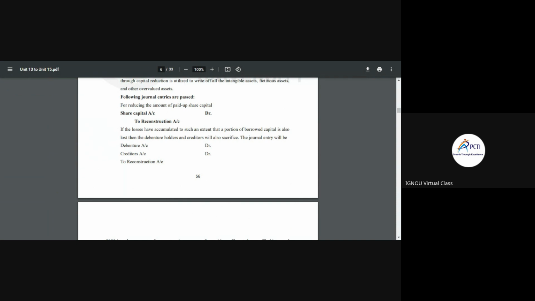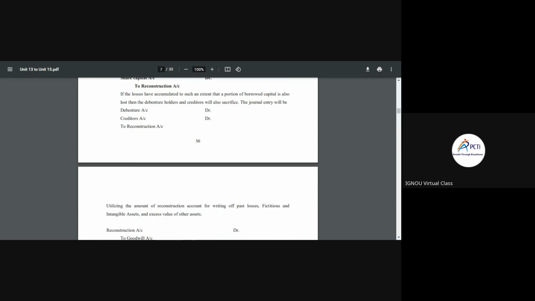Next, the following entries we need to pass for reducing the amount of paid up share capital. The entry we need to pass is share capital account debit to reconstruction account. If the losses have accumulated to such an extent that the portion of borrowed capital is also lost, then the debenture holders and the creditors will also sacrifice. So the general entry will be debenture account debit, creditors account debit to reconstruction account.